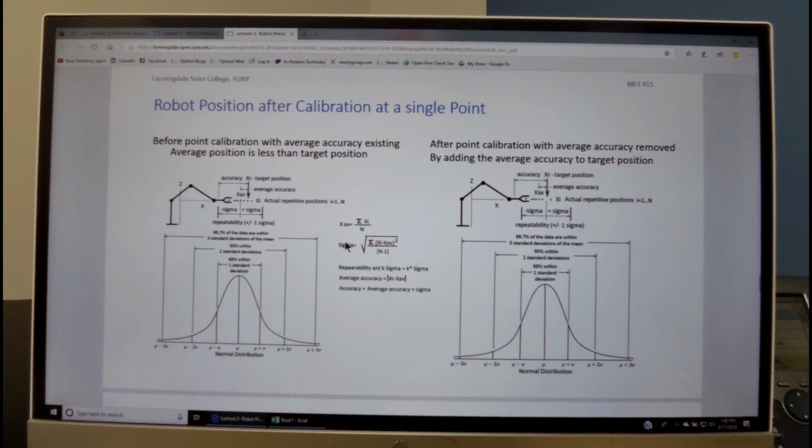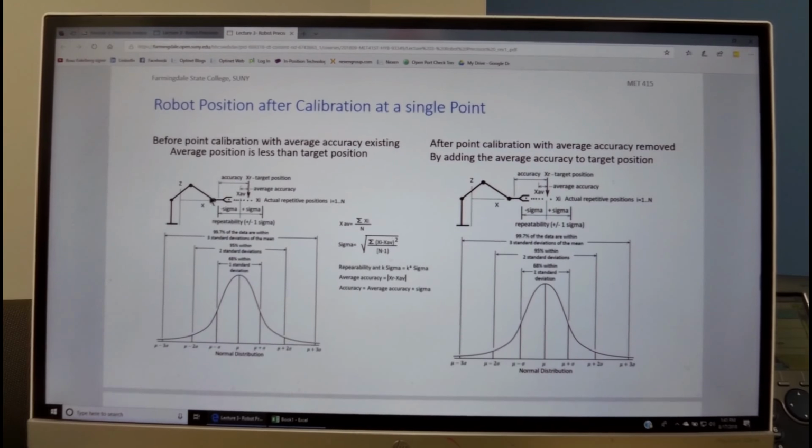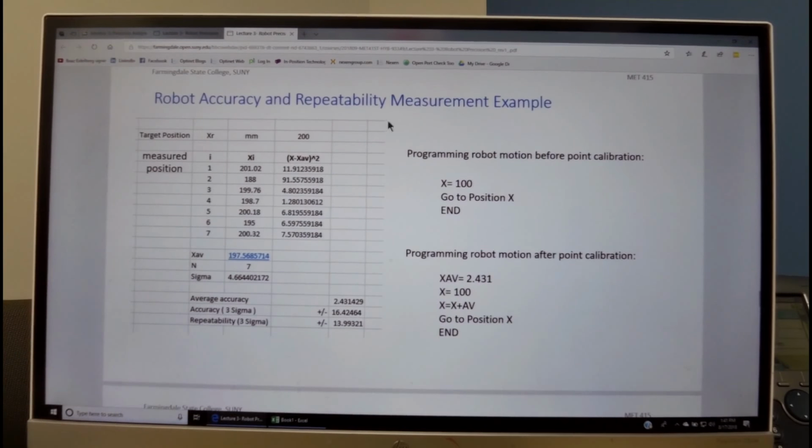We can map out or calibrate out the average error simply by removing it from the target position. If, instead of commanding the robot after we know the average accuracy to go to this target position, we can command the robot to go to this target position minus the average error, and then we'll know that the average error will become 0. We see over here an example.